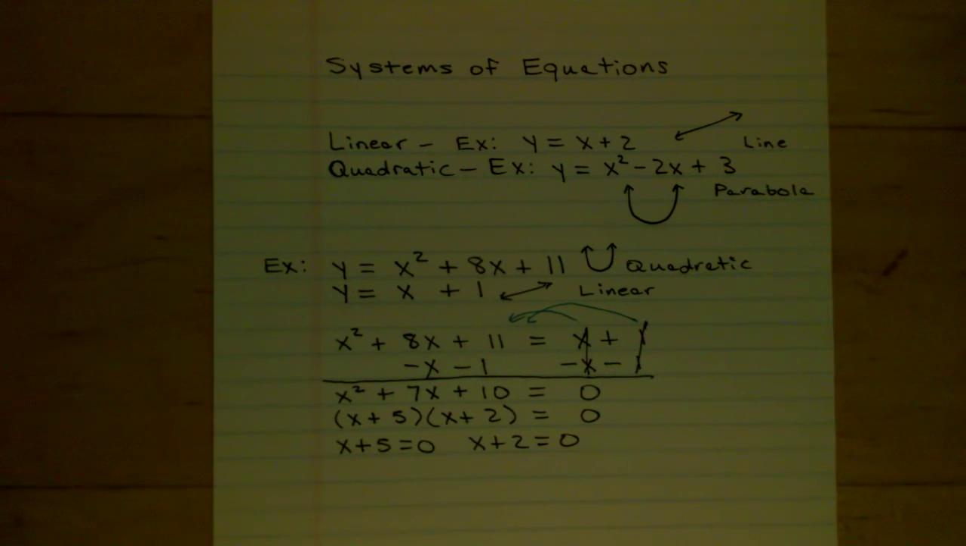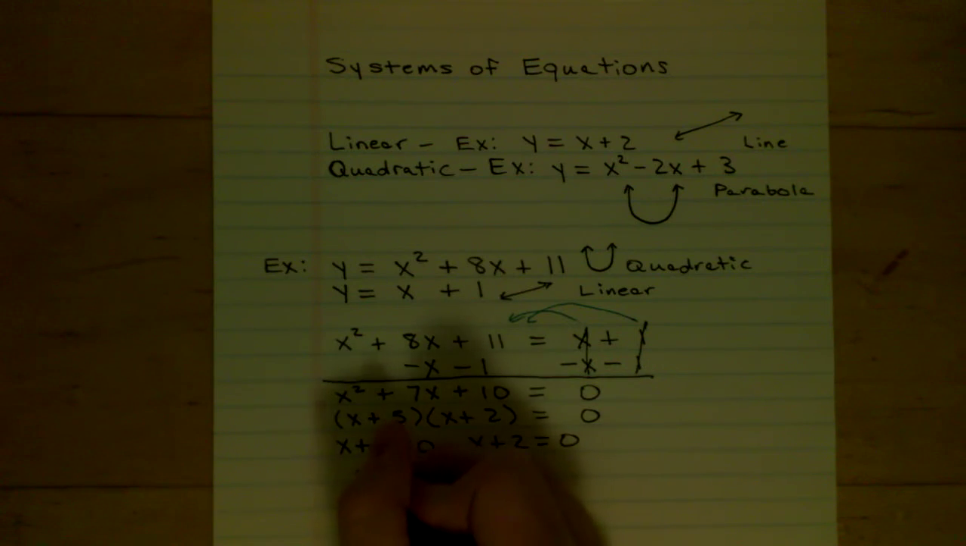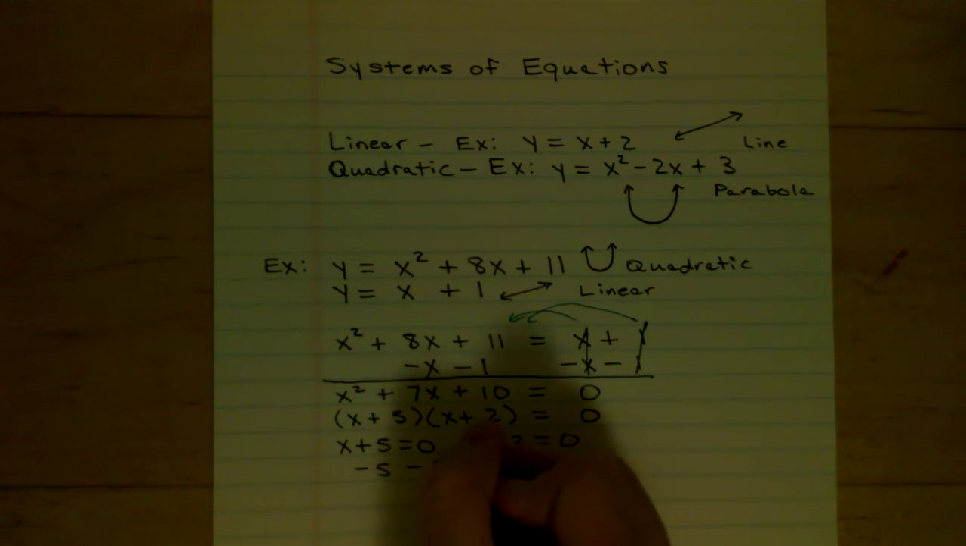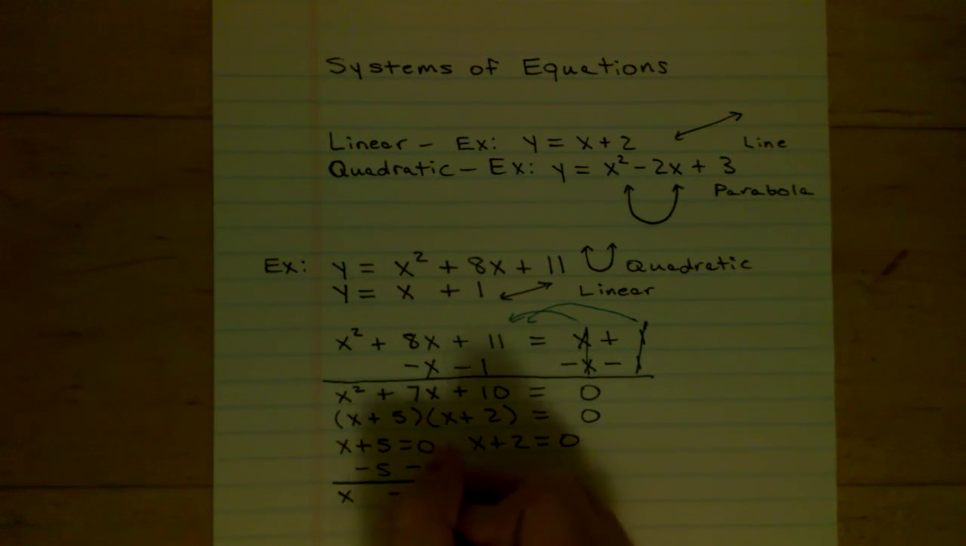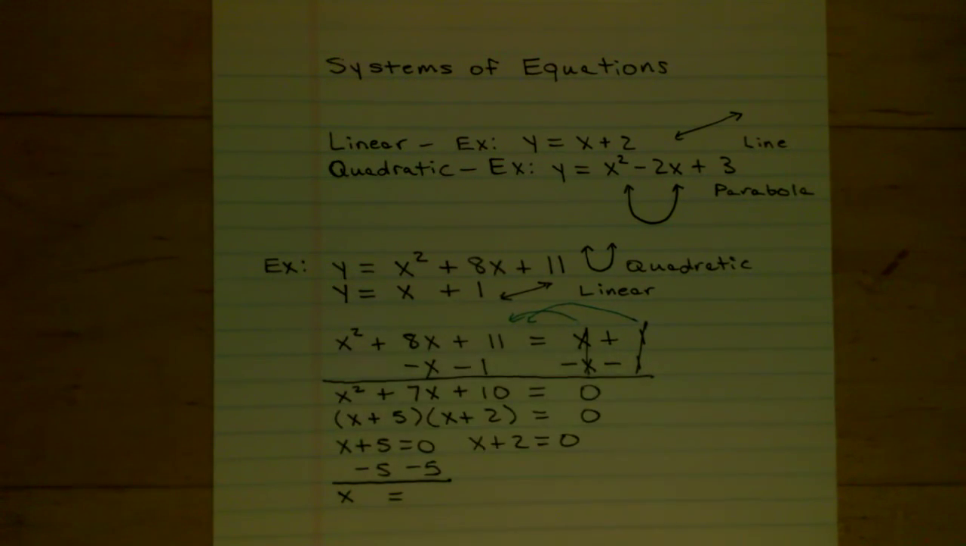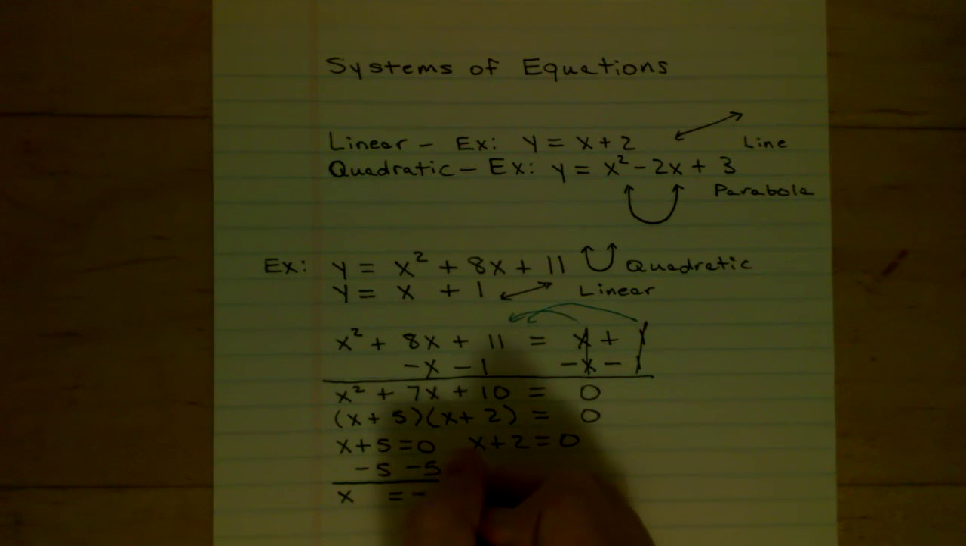and now I can solve both for x. Now for this one, I'm going to be subtracting 5 from both sides. That way I can get x by itself. I get x equals 0 minus 5. 0 minus 5 is going to give me negative 5.